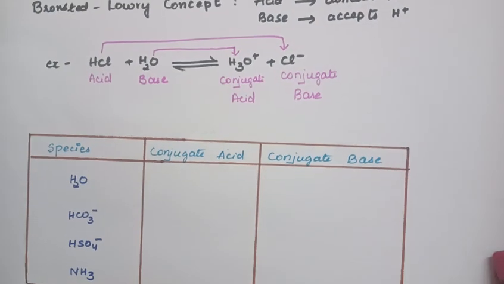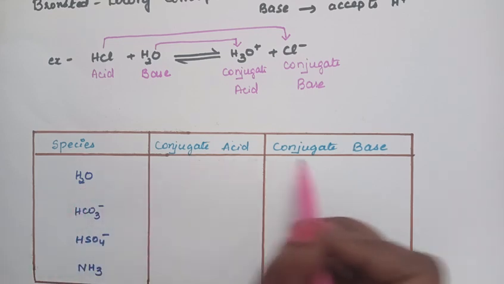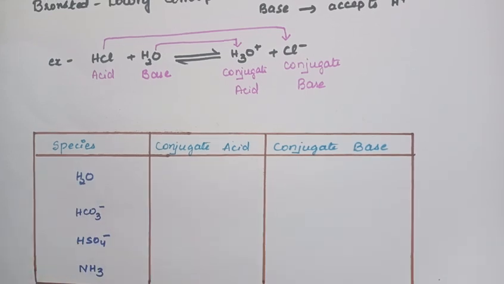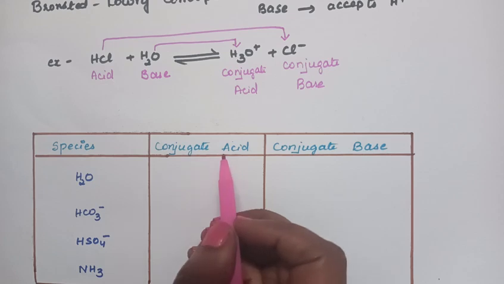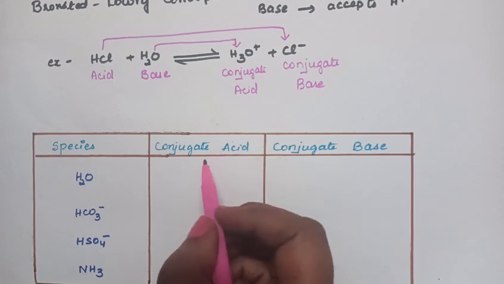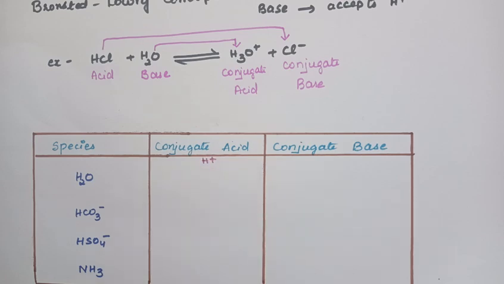So now let us take some examples. Suppose examples are given to you and you have to find the conjugate acid and conjugate base from this. So how to find out? Students, I'll teach you a super trick for that. Always remember, for a conjugate acid you have to add a proton, that is, you have to add H plus. Then the species will become the conjugate acid.